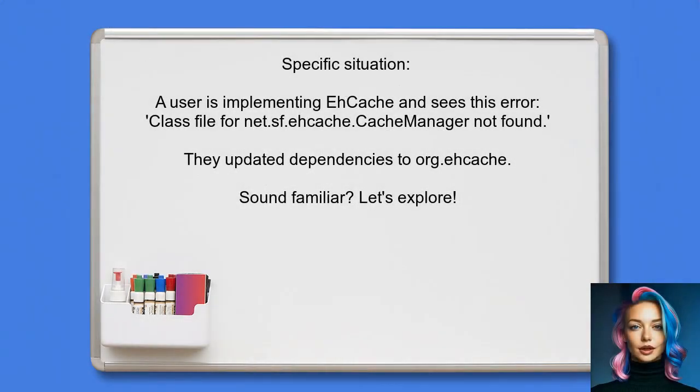Here's the specific situation we're addressing. A user has been implementing ehcache in their project and has encountered an error stating that the class file for net.sf.ehcache.CacheManager cannot be found. They are confused because they have updated their dependencies to the new org.ehcache group ID. Sound familiar? Let's explore this together.